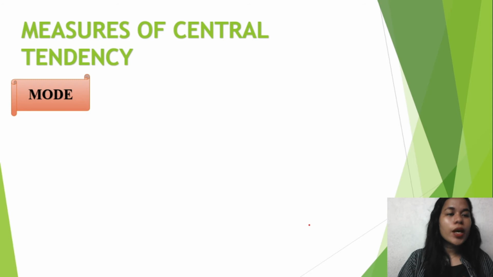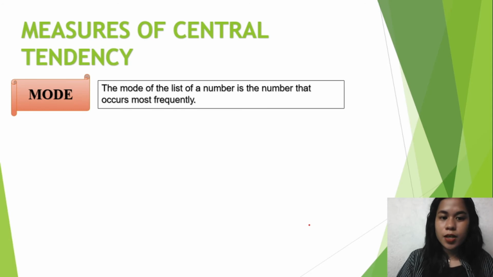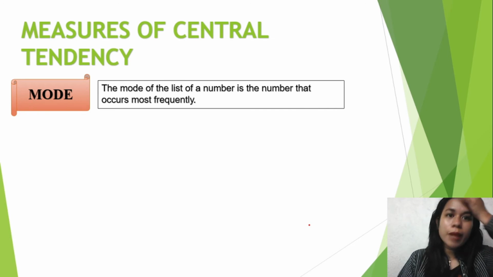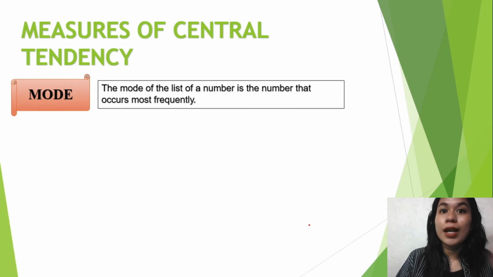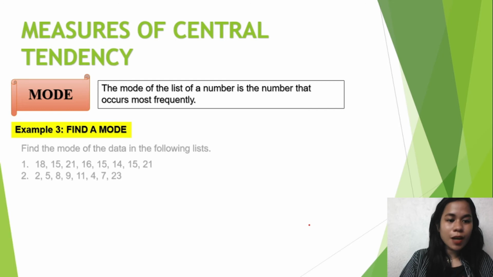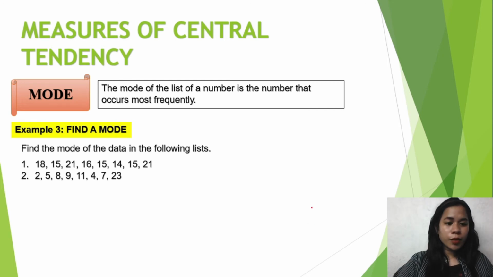Okay. So we have here the mode. So yung mode, napakadali lang. Why? Because the mode of a list of numbers is the number that occurs frequently. So, when we say occurs frequently, siya yung may pinakamadaming lumalabas na number or na data. So, in our example, we have 18, 15, 21, 16, 15, 14, 15, and 21.